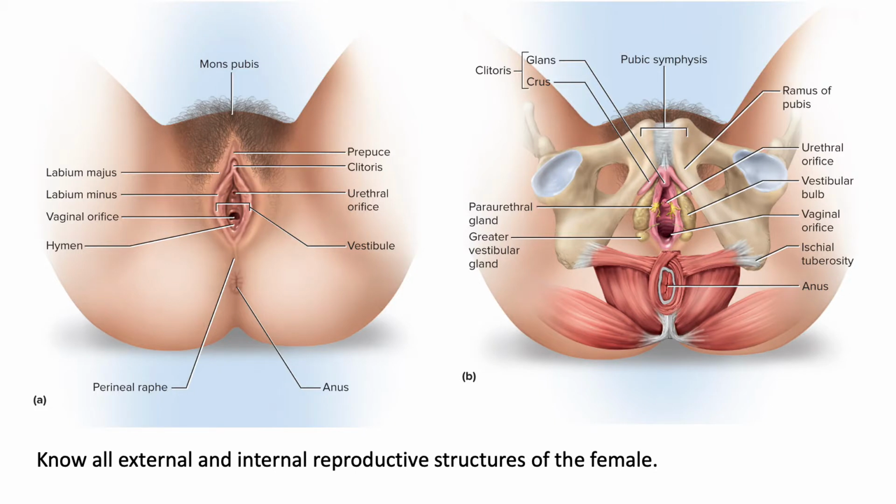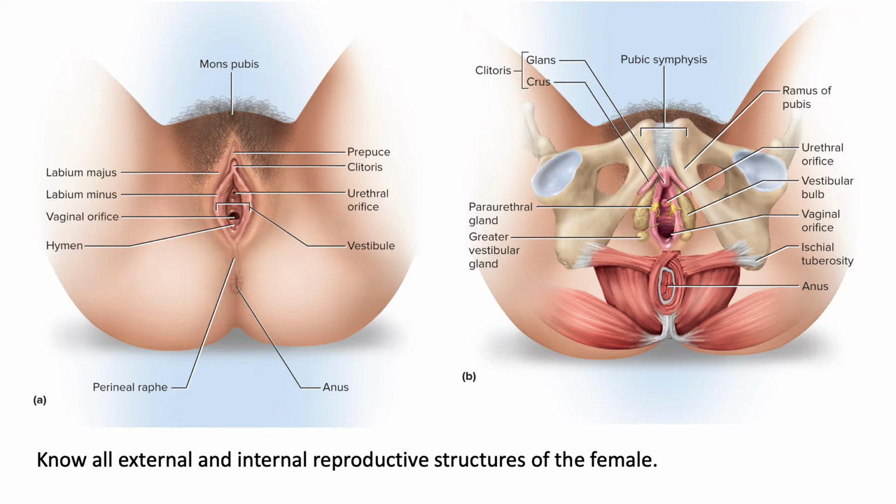So external anatomy, you should know as well. Again, the vestibule is just the opening between the labia minus or labia minora, and the vestibule includes the vaginal opening and the urethral orifice, or sometimes meatus. The hole at the end of the urethra is often referred to as the meatus.